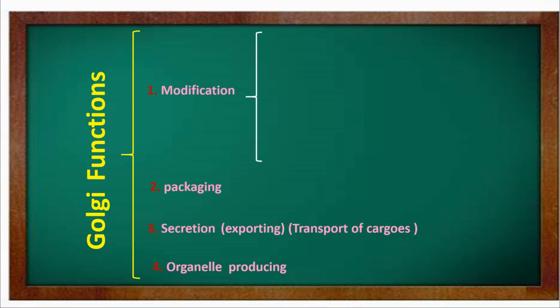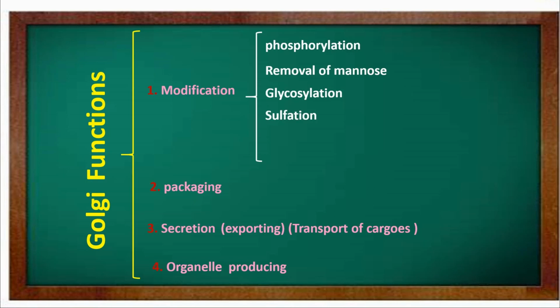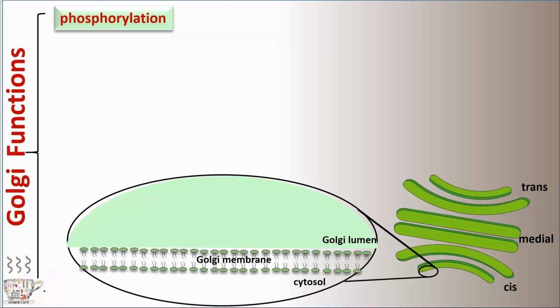Modification in the Golgi complex includes phosphorylation, removal of mannose, glycosylation, sulfation, and addition of fatty acids.